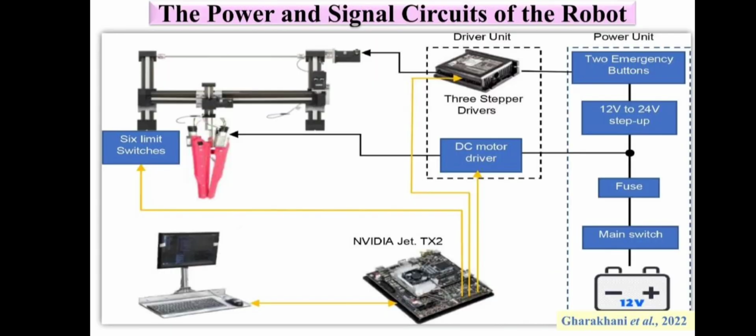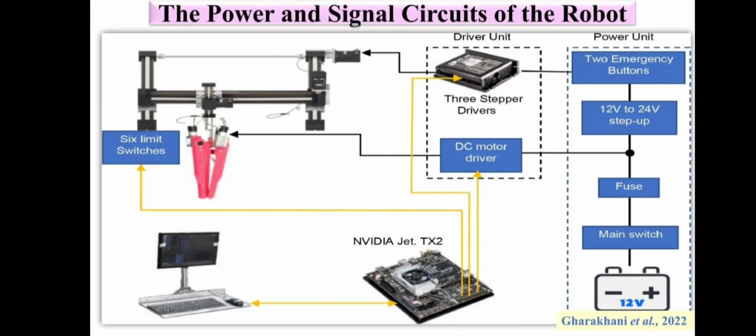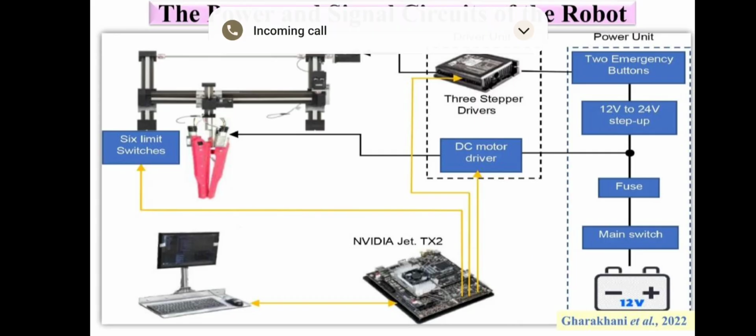The power and signal circuits of the robot. So in this project we have used different stepper motors, DC motor, that is servo motor, 6 limit switches. We have used the STM32 V4 microcontroller. Then we have used battery supply, fuse, and other things. Power and signal circuit comprise a power distribution system that supplies energy to various components like motors, sensors, and control unit, and a signal network that uses a microcontroller like an Arduino to receive sensor data and process it and send control signals to motors and manipulators.